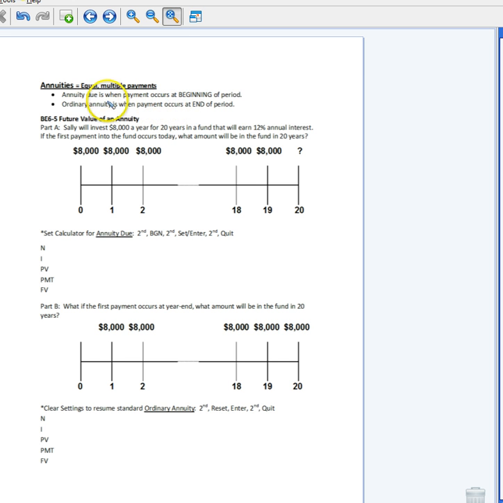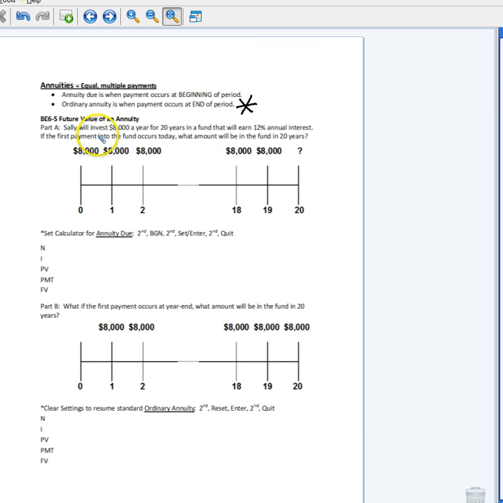Now, there's two kinds of annuities. An annuity due is when the payment begins at the beginning of the period. Those aren't very common, because if you think about it, just about all of the loan payments are at the end of the month instead of the beginning of the month. So an ordinary annuity is the most common. The payment occurs at the end. In accounting, typically you're solving for an ordinary annuity, but it's possible to have annuity dues, so you need to be able to solve for that as well.